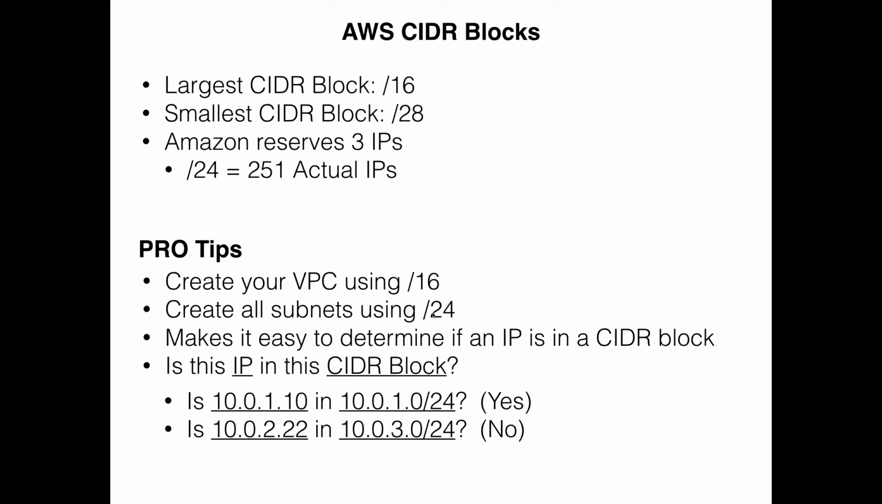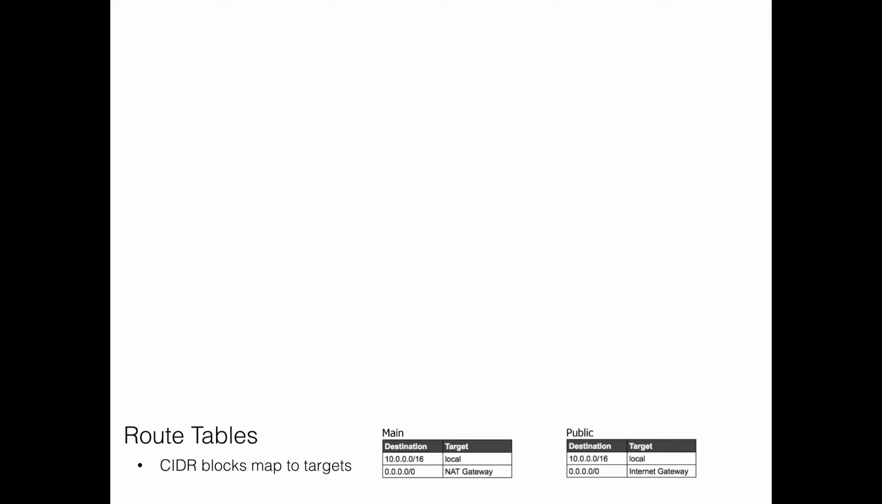If you create all your subnets using a /24, it makes it really easy to determine if an IP is in a CIDR block, because you're going to be asking yourself this question over and over again: is this IP in this CIDR block? And if you use a /24, it's really easy to answer that. Is 10.0.1.10 in 10.0.1.0/24? Yes, you can easily see that. Is 10.0.2.22 in 10.0.3.0/24? No, you can easily see that. So if you make everything a /24, it'll make creating your subnets and dealing with security a lot easier.